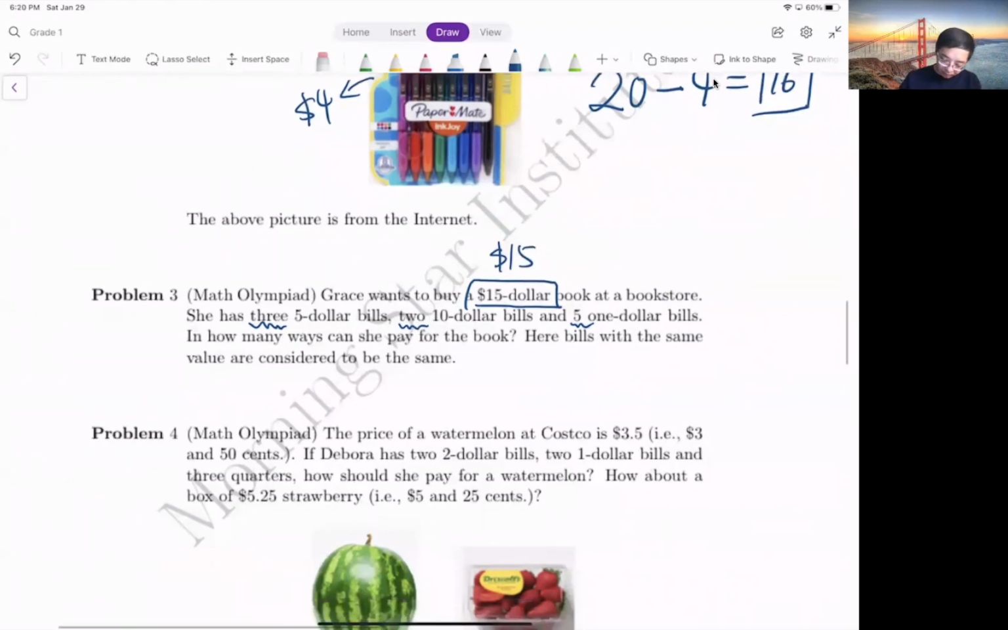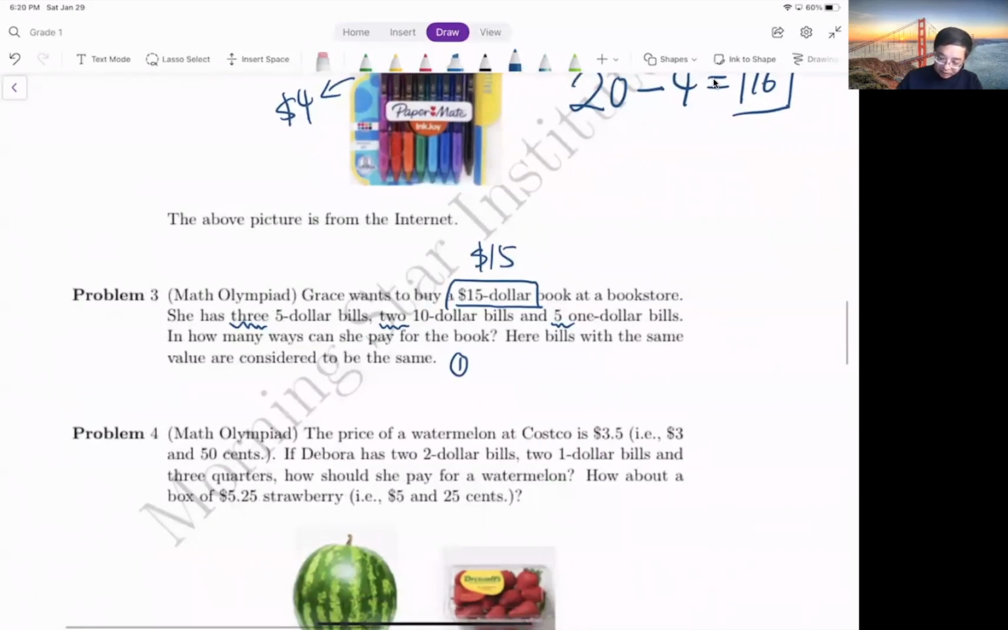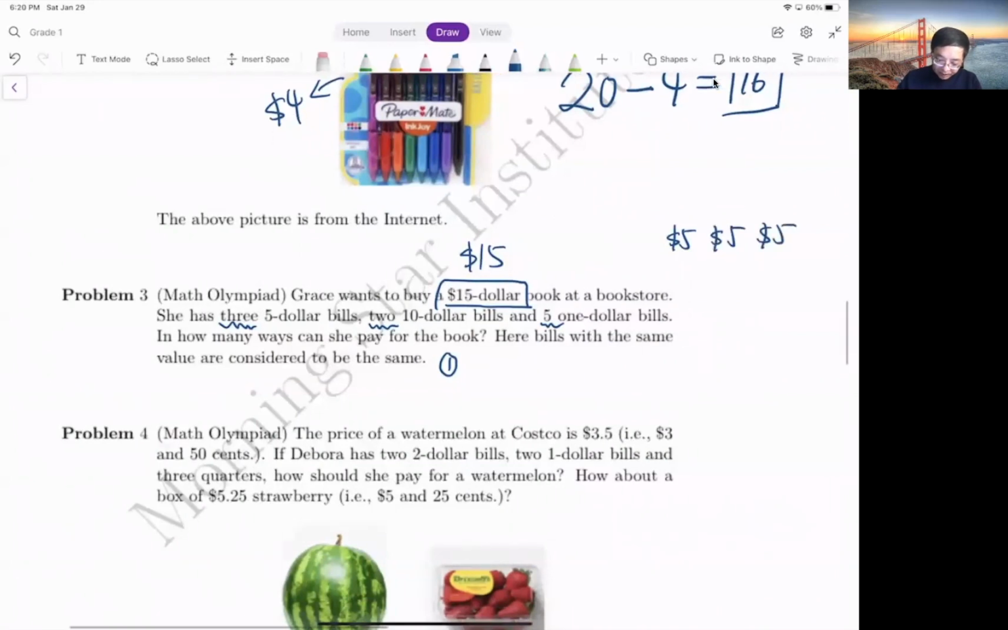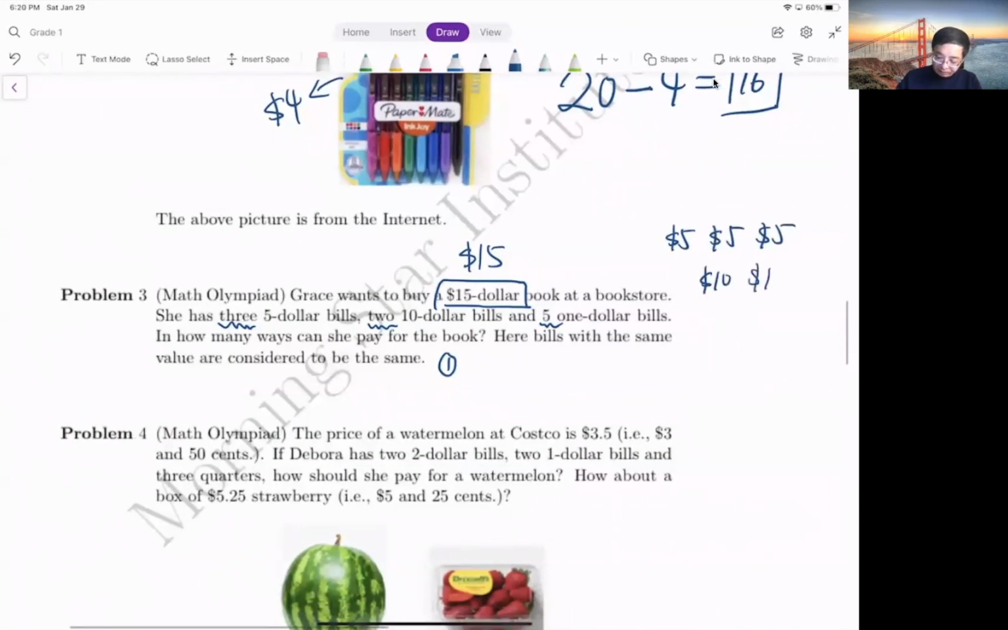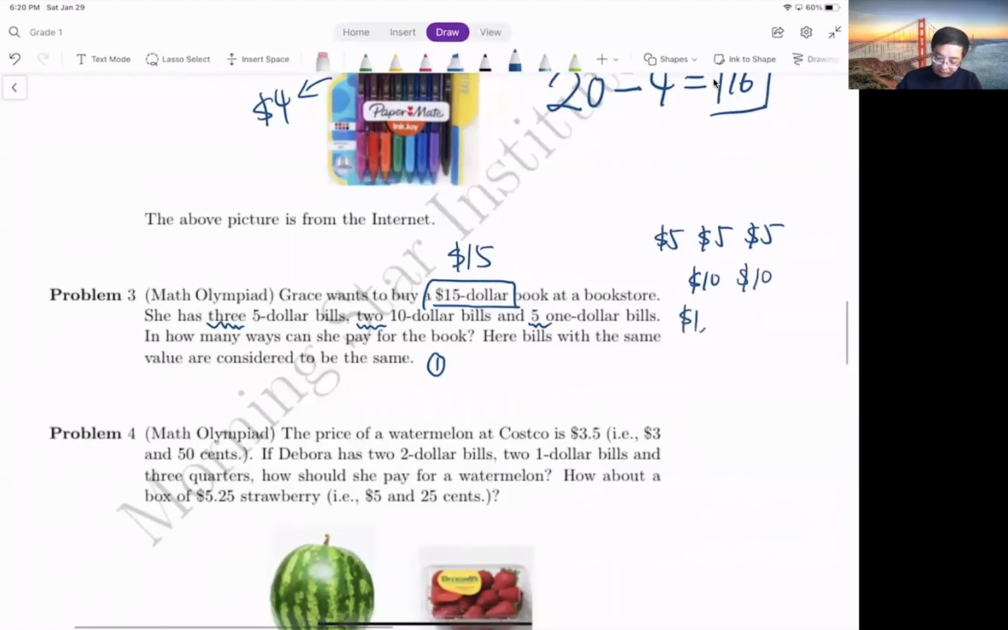Okay, so what are we going to do? Look, we have $5 bills. We have 3 of them, right? And then we have 2 $10 bills, and then we have 5 $1 bills, right? First, you can do 5 plus 5 plus 5. I use 3 $5 bills. This gives me 15, so this is okay. Or maybe I can just do 1 $5 bill plus 1 $10 bill, right? Again, it's 15, which is fine.